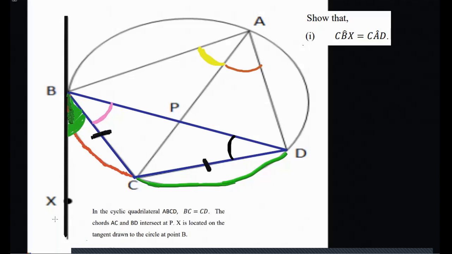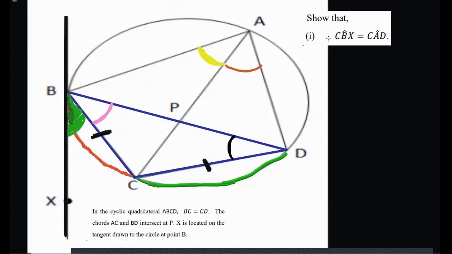X is located on the tangent. So what's the tangent? This black color line is the tangent, this black line going from X to B. So X is located on the tangent drawn to the circle at point B. All right, so let's look at the first requirement. What have they asked us?